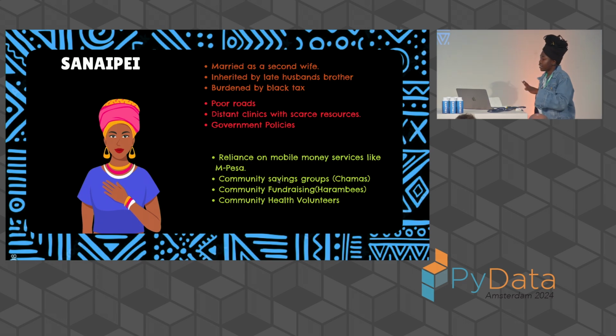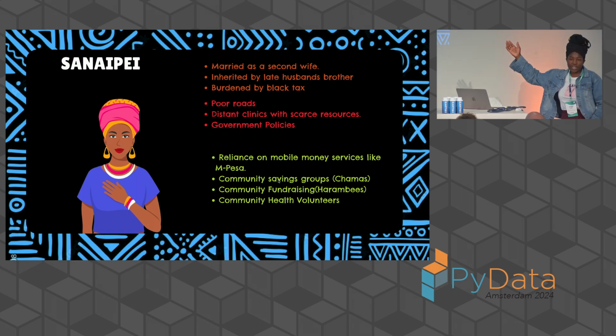But then if you look at Sanaipei's profile, we do have some things that we are not privy to. Like, we said she's married, right? But yes, she's married as a second wife. And not just as a second wife. She was inherited by her late husband's brother, and I'll explain this in a cultural context. From my tribe, if you die, your cousin or your brother or someone within your village or your community can marry your wife to keep your children within the community and to keep growing your name and your family. It is a cultural thing. It happens. Does it still happen on the same scale that it was happening back then? No. But it still happens.